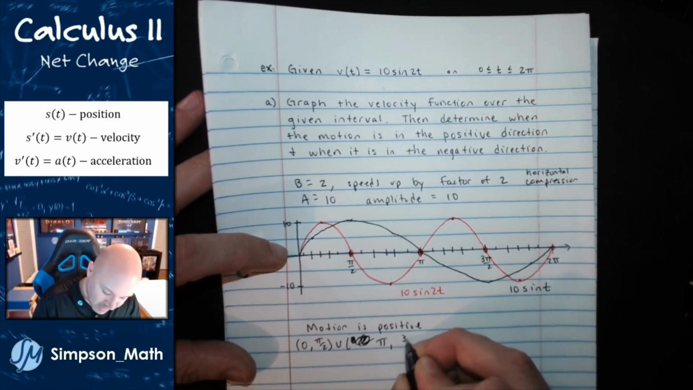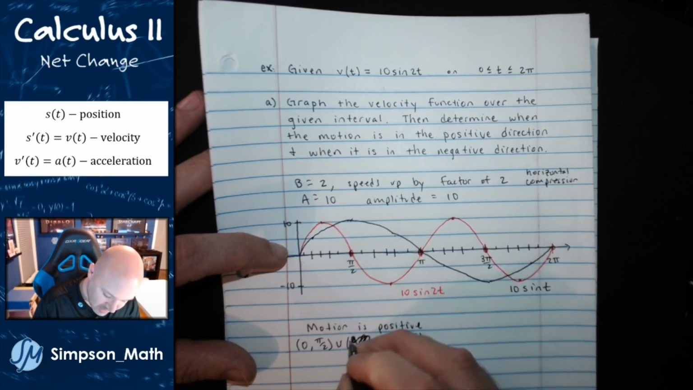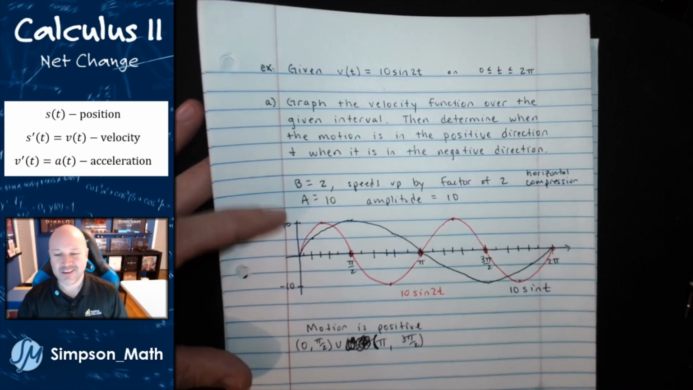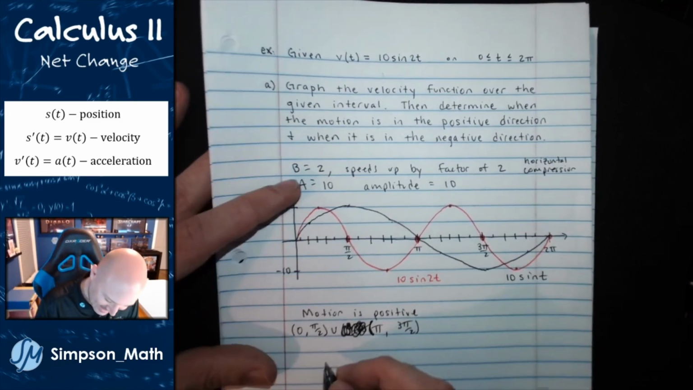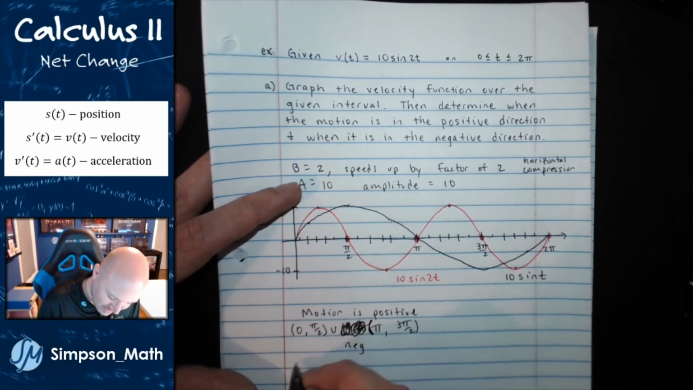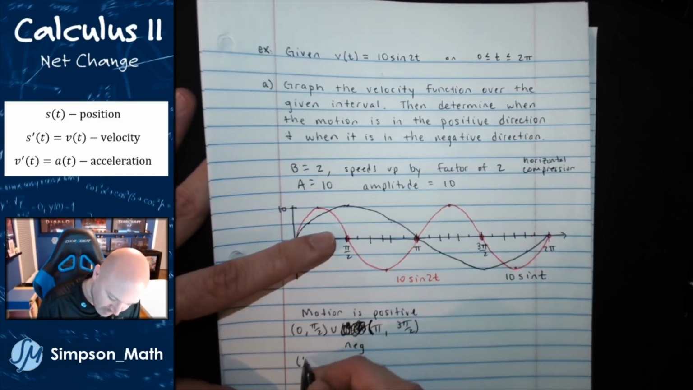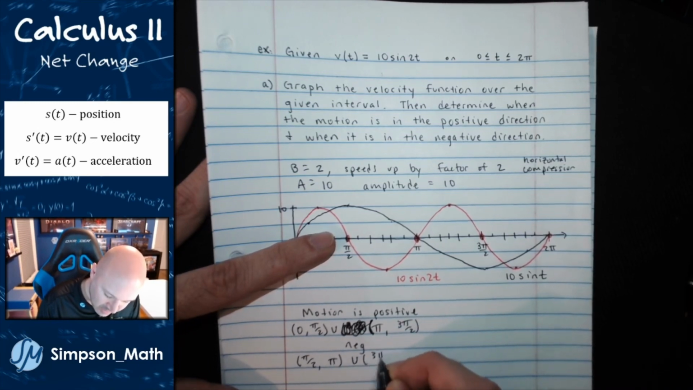Oh my gosh, 3 pi halves. That is just a mess, but that's going to be in parentheses. Okay, and it will be negative along the interval pi halves to pi union 3 pi halves to 2 pi.